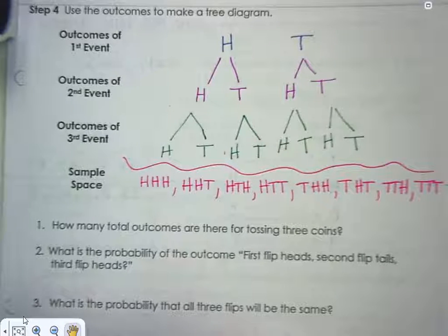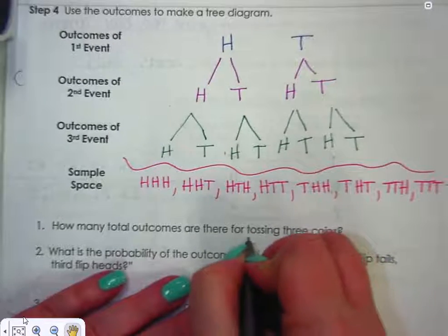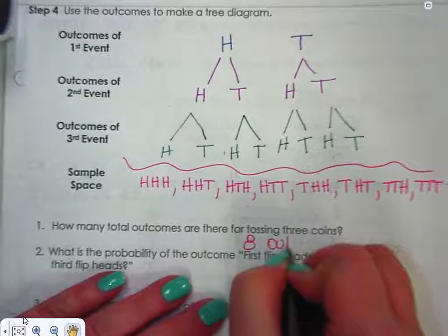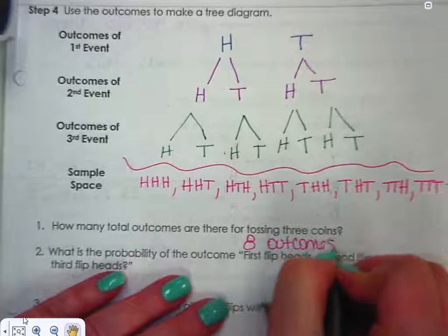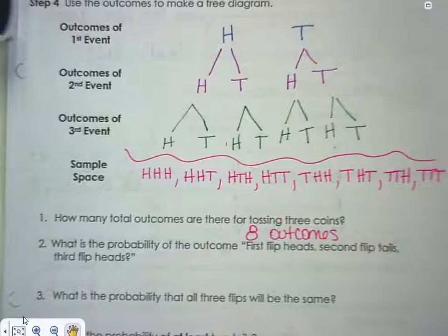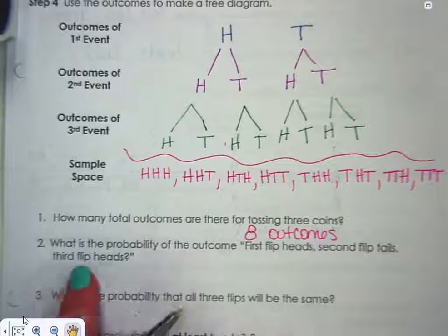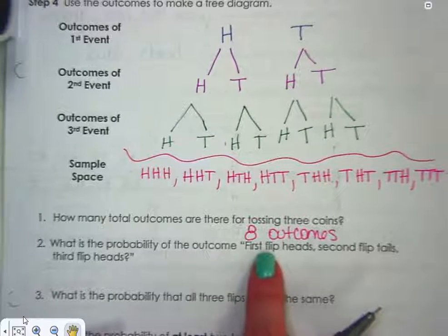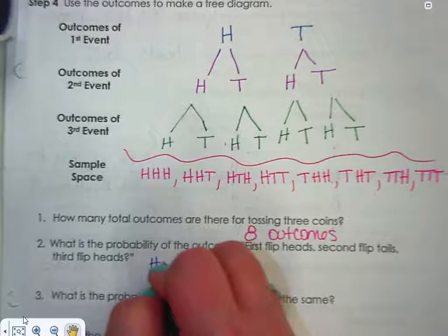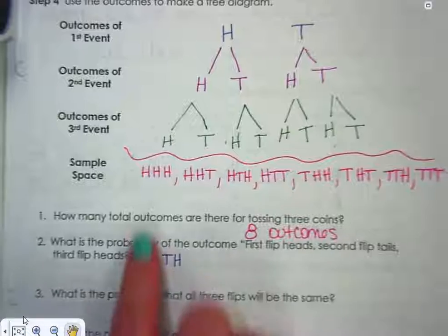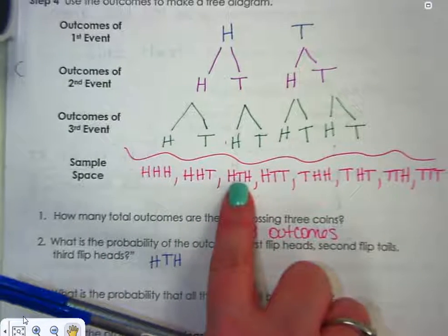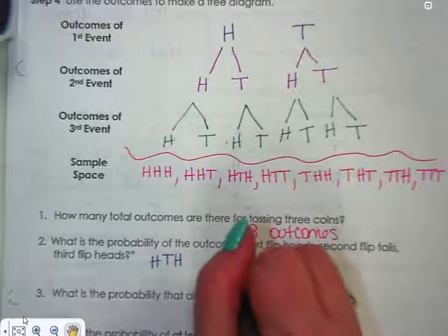So, now let's answer the question. How many total outcomes are there for tossing 3 coins? 8. What's the probability of the outcome: first flip heads, second flip tails, third flip heads? So we're looking for heads, tails, heads. 1 out of 8, so 1/8.